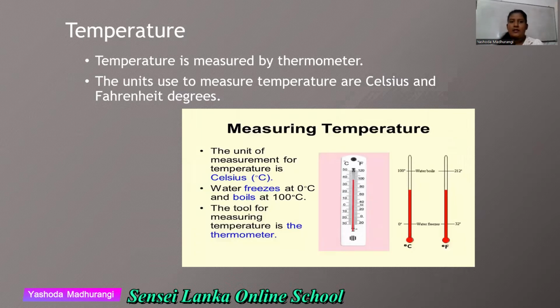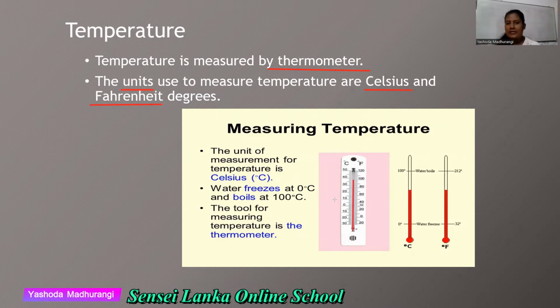Yes. So now temperature is measured by a thermometer. You can look at the spellings here. Thermometer. The units used to measure temperature are Celsius. The letter C is indicating Celsius. The letter F, Fahrenheit. We can use one of the two. If you like, you can use Celsius. If you like, you can use Fahrenheit.